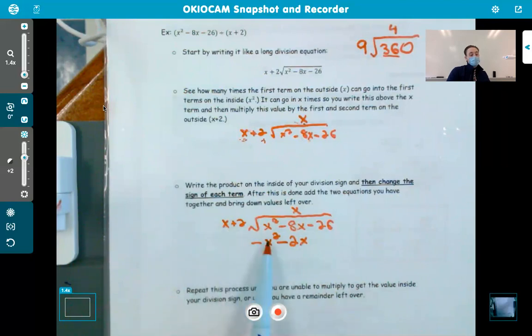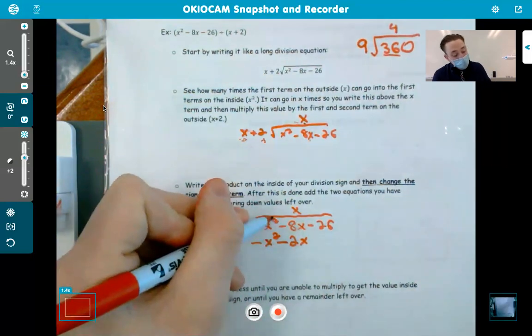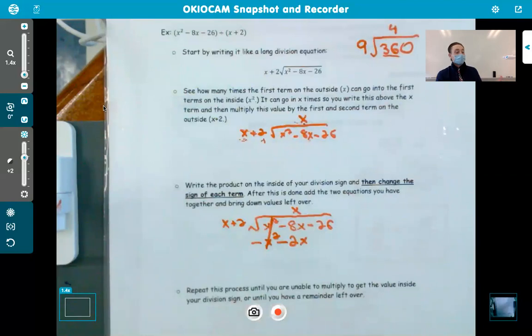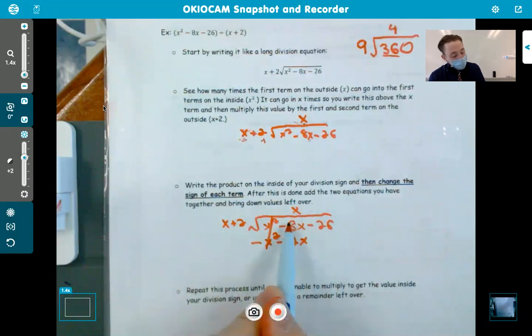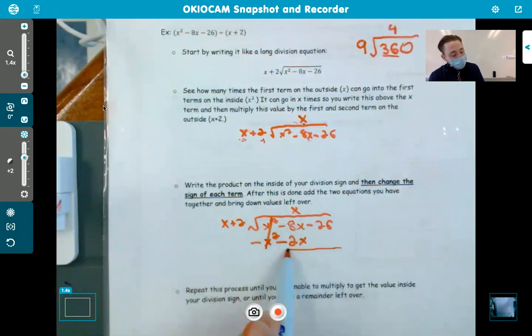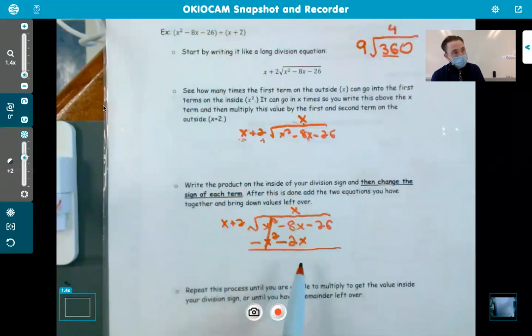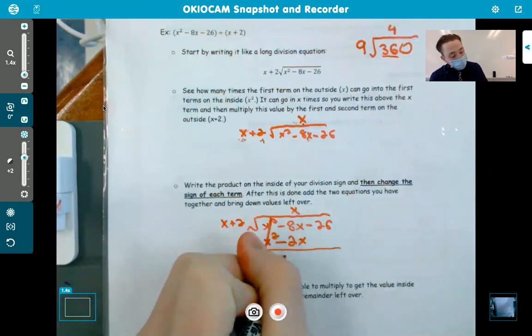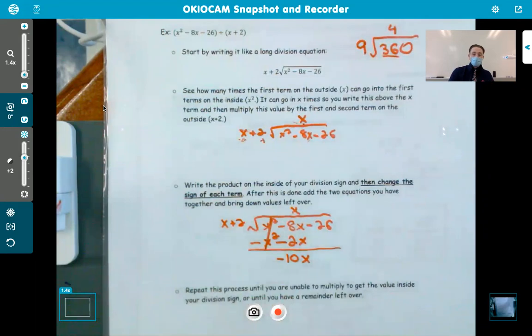So we'll do x squared minus x squared, right? We're going to add those two equations together. What's x squared minus x squared? Yeah, they just cancel each other out. And a lot of times that's what's going to happen. That's why we change the sign, right? We're going to keep working down with all the other terms inside my division sign. What's negative 8x minus 2x? Careful. So you have negative 8x minus negative 10x. Okay.